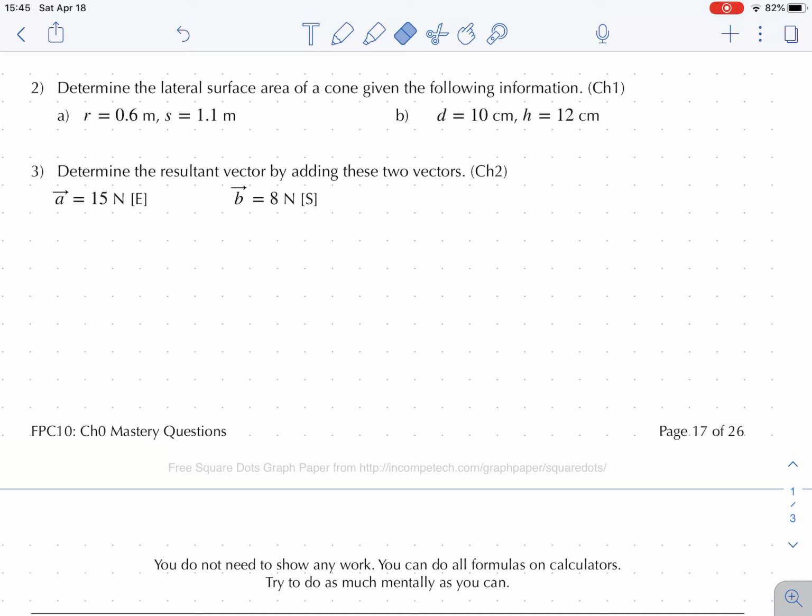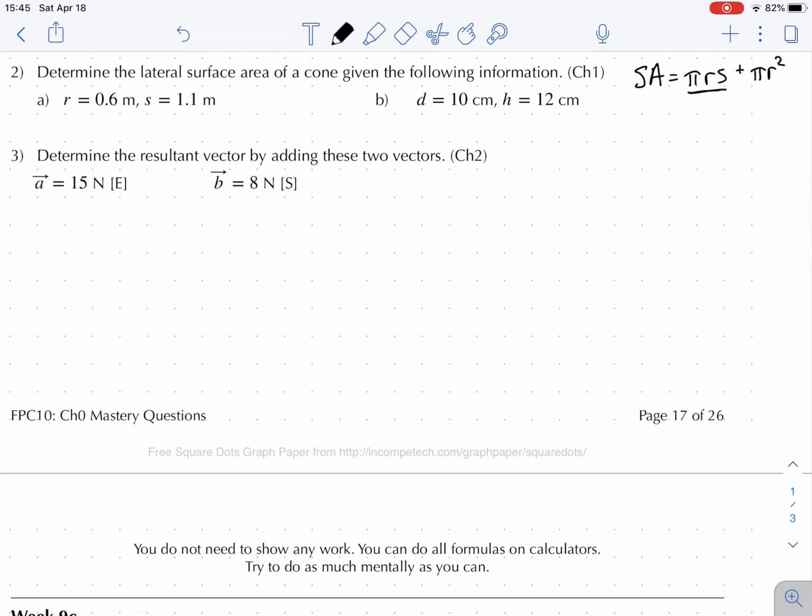Question number 2. Determine the lateral surface area of a cone given the following information. If you remember, the surface area of a cone is equal to pi rs, that's the lateral part, plus pi r squared. That would be the bottom or top of the cone. We're only asked about the lateral part, so we need the radius and the slant height. In letter 2a, we have the radius and the slant height, so it's very simple. I'm going to write out my formula again. Pi rs, so surface area is equal to pi times 0.6 times 1.1.